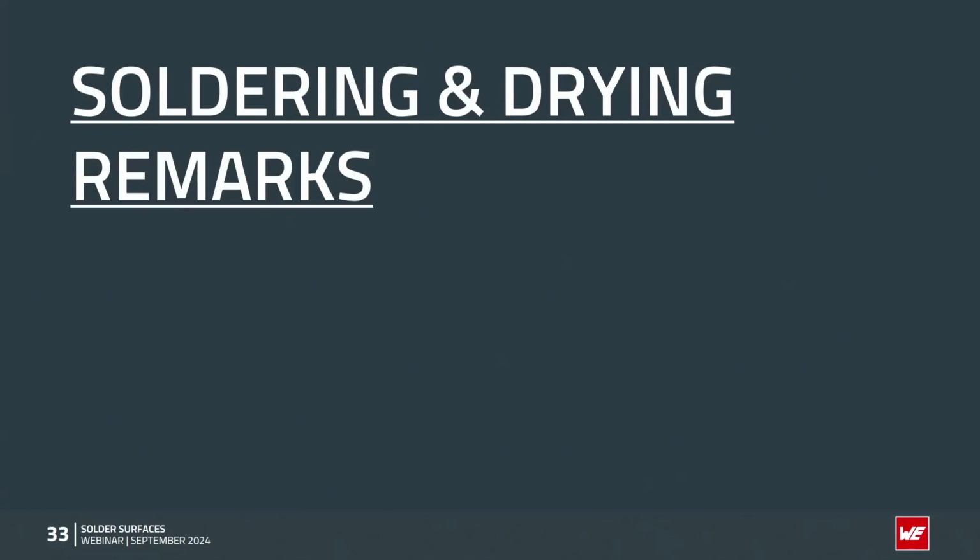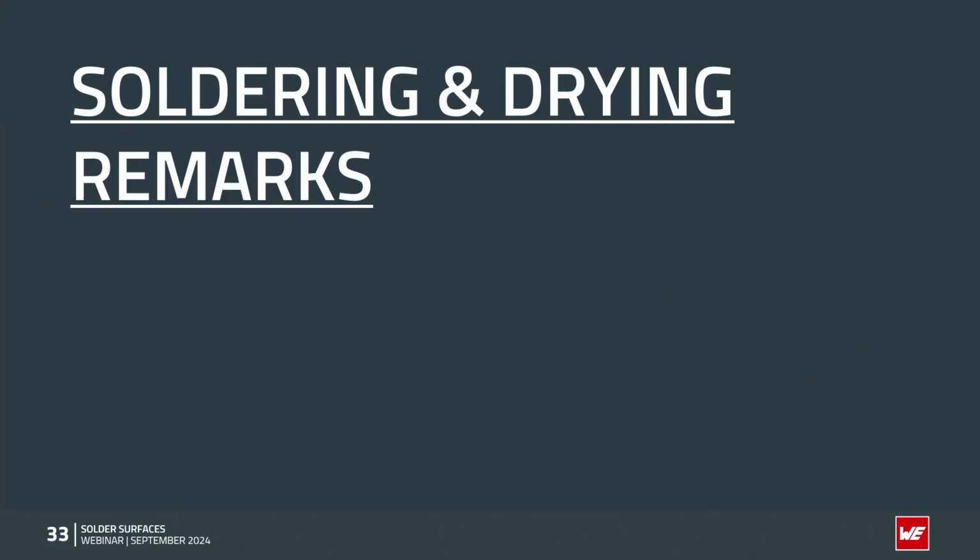Okay, soldering and drying remarks. I already mentioned flex and flex-rigid PCBs, which must be dried prior to the soldering processes and also prior to reworking processes, hand soldering and things like that. Drying means exposure to higher temperature, normally 120 degrees, which has an impact on the shelf life of the solder surface. So it's an accelerated aging finally, and you have to take care that you don't exceed the shelf life.